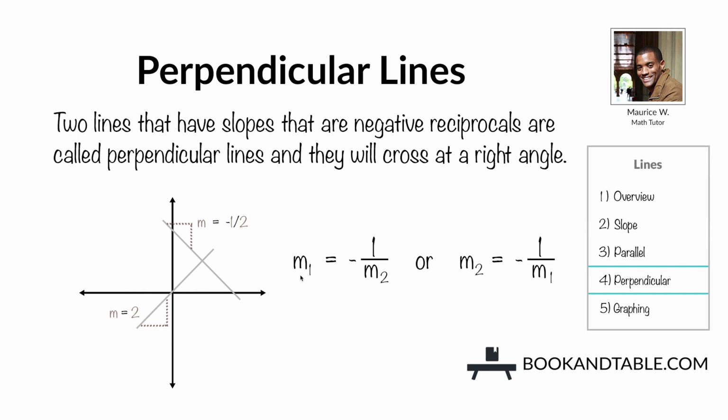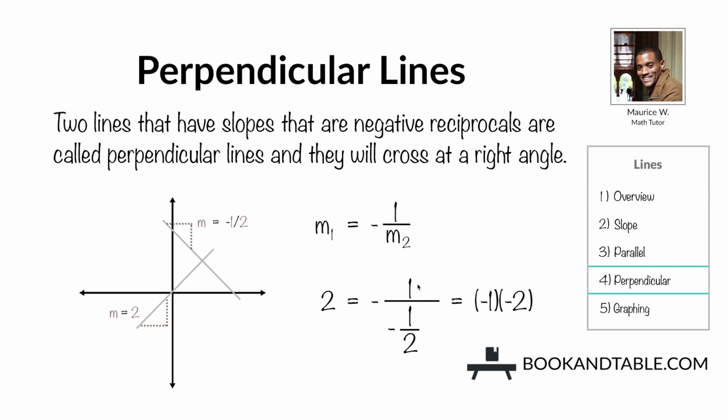So this is also what it looks like. One of the slopes is equal to -1 divided by the other slope, and the other slope is equal to -1 divided by the first slope. -1 divided by -1/2.